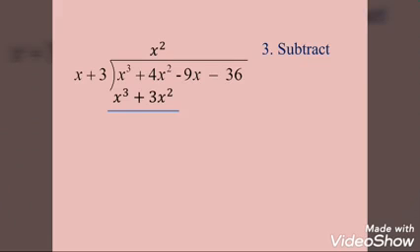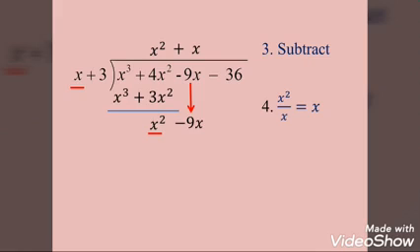Next, we draw a line and we subtract. x cubed minus x cubed is 0. 4x squared minus 3x squared is x squared. The next thing to do is to bring down the next term, minus 9x. Once again, we look at the first term of the divisor and the x squared, and we do the calculation. What is x squared divided by x? Well, the answer is simply x, which we write on top of the bus stop as part of our quotient.